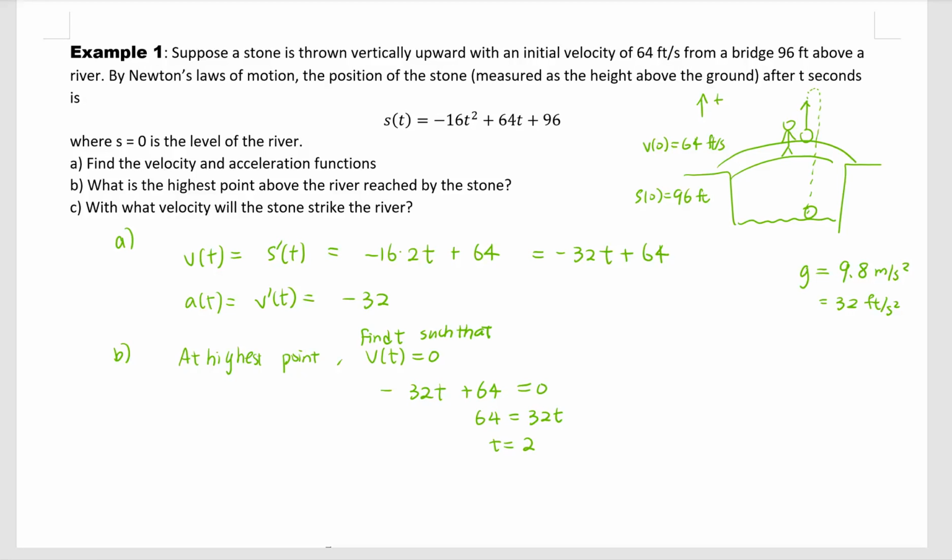So what is the highest point? Well, then it's asking for the displacement, right? So we plug 2 into our s. We get minus 16 times 2 squared, 4, plus 64 times 2, plus 96. Well, 16 times 4 is 64. So this is the same as 64 plus 96, which is 160. So far, so good. So the highest point is 160 feet.